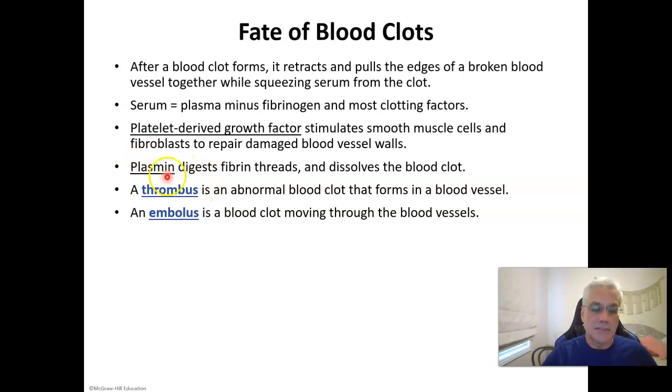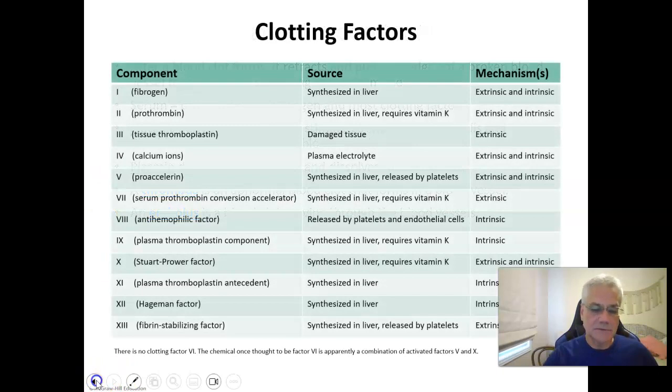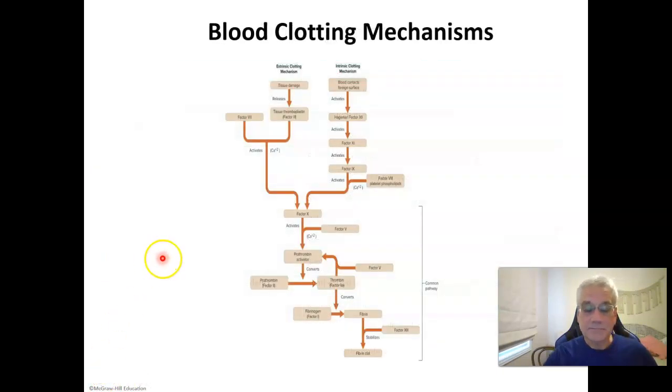So plasmin is a protein that's in your blood, produced by your liver, like many of these other factors are. But it is produced in a non-active form, as you might guess. The non-active form is called plasminogen. Plasminogen is converted to plasmin by thrombin. And you're going to say, wait a minute, what? Let me show you something.